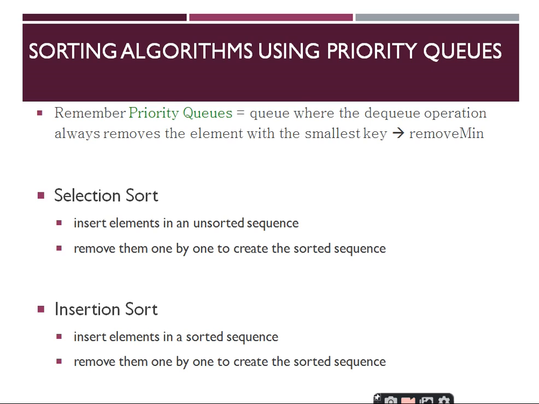The algorithms that make use of priority queues are two here: selection sort and insertion sort. Selection sort inserts elements in an unsorted sequence and removes them one by one to create the sorted sequence. Whereas in insertion sort, elements are inserted in a sorted sequence. See, there is a difference. In selection sort, we are inserting the elements in an unsorted sequence, right? Whereas in insertion sort, we are inserting the elements in sorted fashion and then remove them one by one to create a sorted sequence.